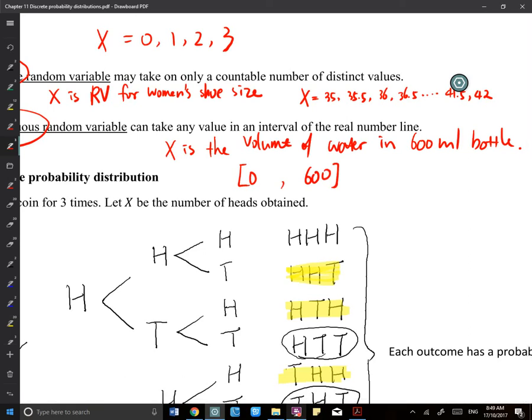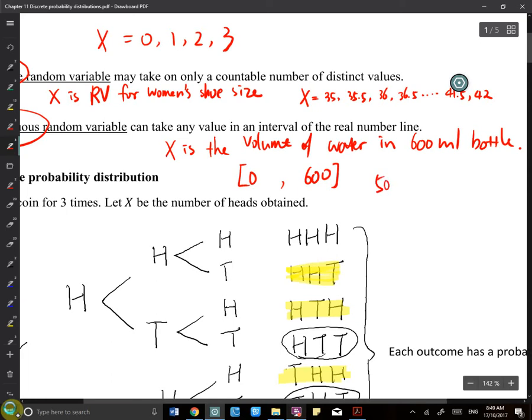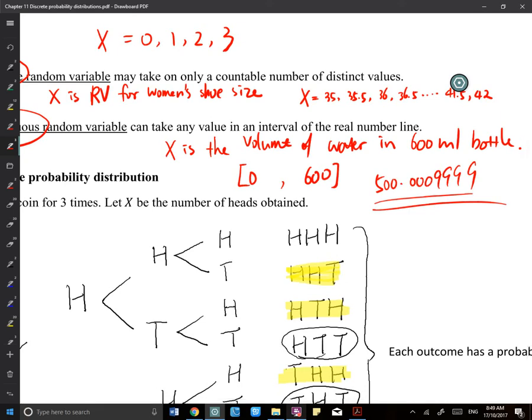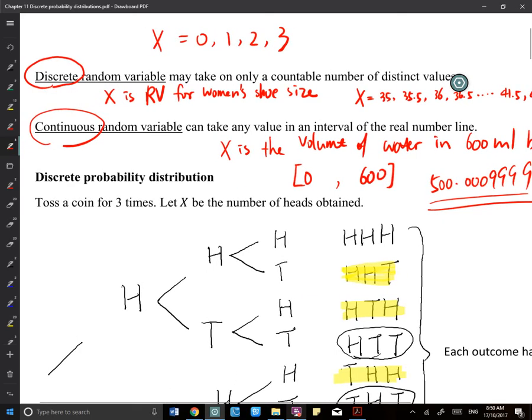Well, I can have 500.0009999. It's possible to achieve. It's just that I can't exactly measure that, but there is a possibility that we have that value. So any value I can take from 0 to 600. It is continuous. You can't really count how many values there are, because there are infinitely many. I can always add one more decimal onto that. So it's countless values. So this is called a continuous random variable.